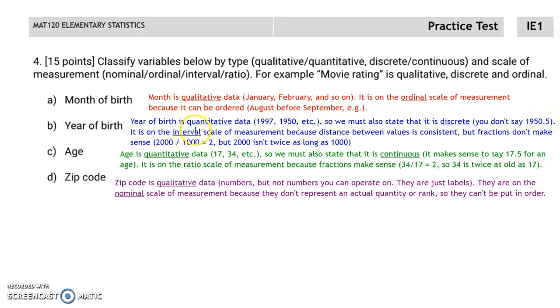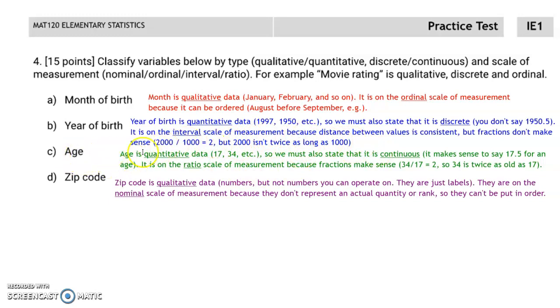It's on the interval scale because the distance between values is consistent, like from 1950 to 1951 was 1 year. From 1951 to 1952, it's also 1 year. But fractions don't make sense. In other words, the year 2000 divided by the year 1000 is 2, but the year 2000 wasn't twice as long as 1000 or twice as big as 1000. It doesn't really make sense.